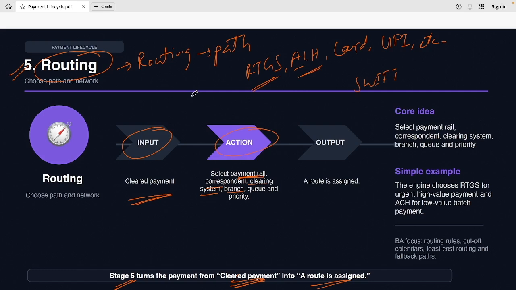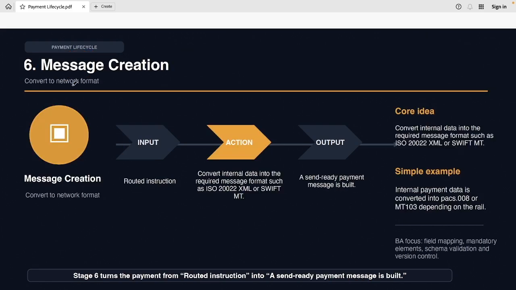So after a route is selected, the payment must be converted into a format understood by the selected network or a receiving bank. And this is called your message creation. Banks normally hold payment information in their own internal data structure. However, external networks require standardized message formats.